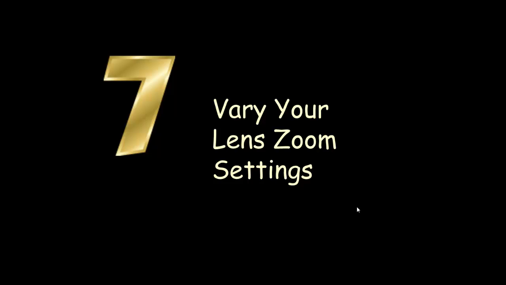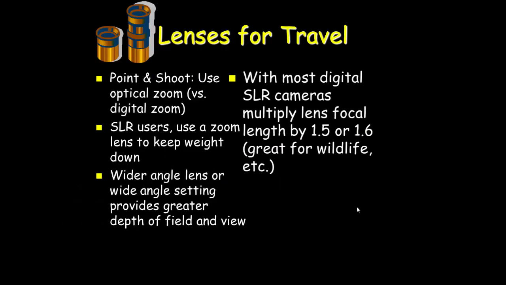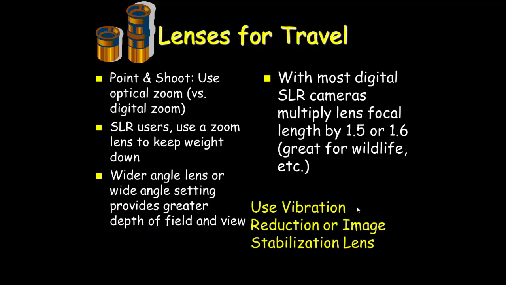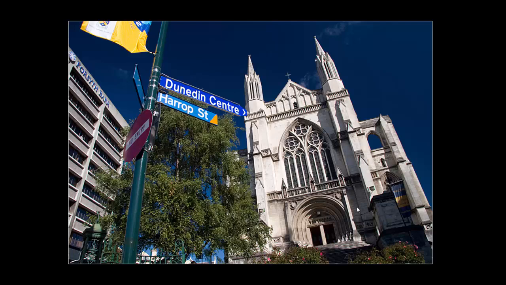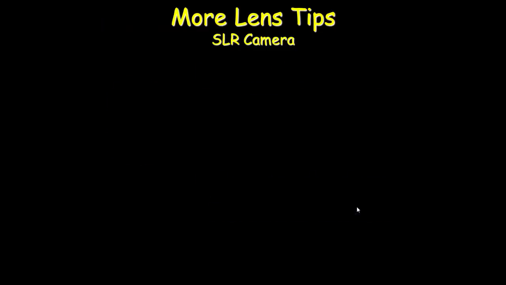Border patrol. Number 7, vary your lens zoom settings. Many people travel with a zoom lens. That's good for travel, means one lens is carried. And make sure you go more wide angle. Here's an example of a wide angle shot. Another one looking up in Dunedin in New Zealand.